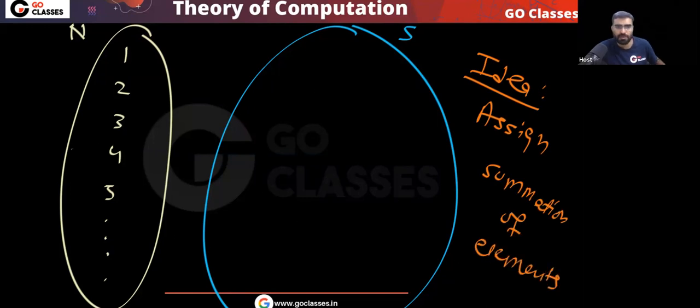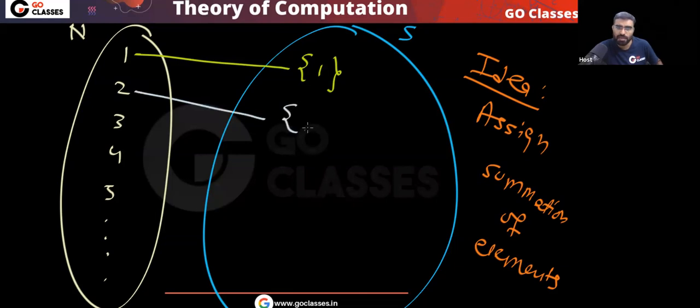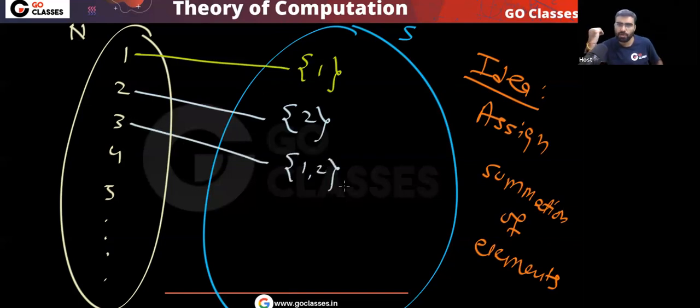Is this clear? For example, to this one, what will you assign? Only this is what you can assign. Yes or no? To this two, how many will you assign? This is the only choice, right? Agree? To this 3, how many will you assign? You can assign these, right? Do you agree with me?